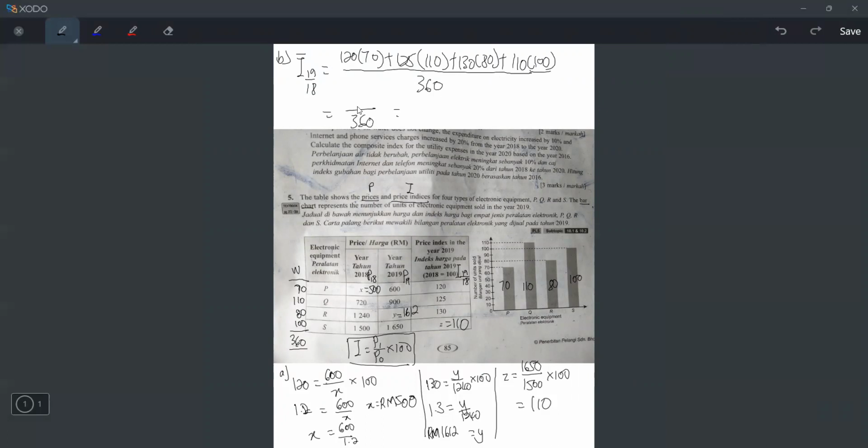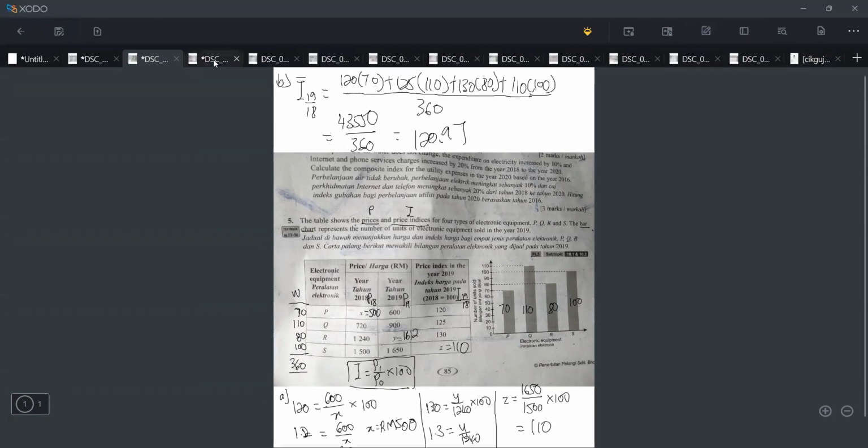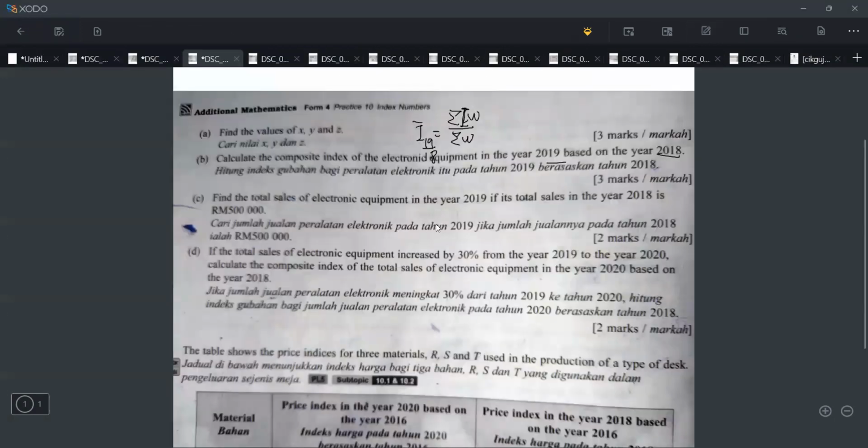So on top, what is the total? 43550. So 43550 over 360, and you get 120.97. That's the answer for B. Quite easy, right? Let's go to C. The page continues on the next page, in the middle, that's why it's difficult for me.